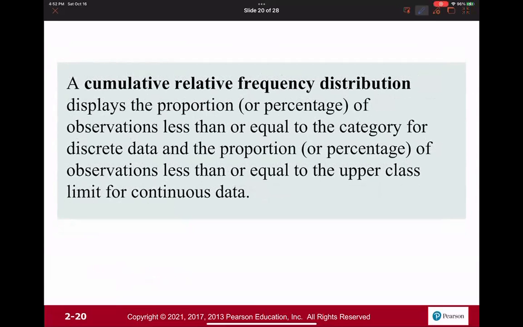Cumulative relative frequency. So let's break that up. So cumulative, add everything together, relative, the part of the whole, and then frequency distribution is just the way that we're organizing everything. So putting all of that together, a cumulative relative frequency distribution displays the proportion or percentage of the observations less than or equal to the category for the discrete data, and the proportion or percentage of the observations less than or equal to the upper class limit for continuous data.